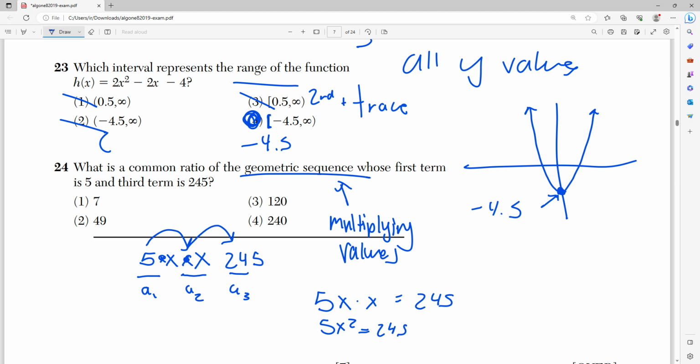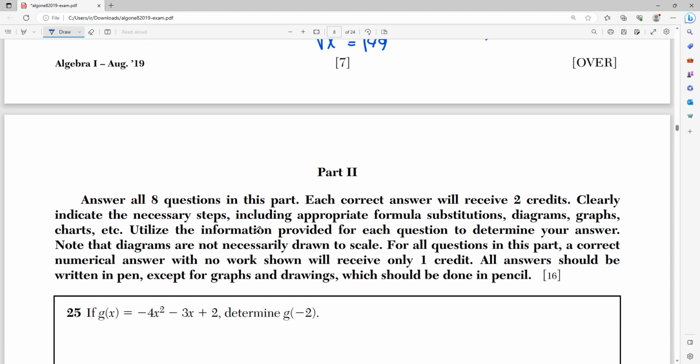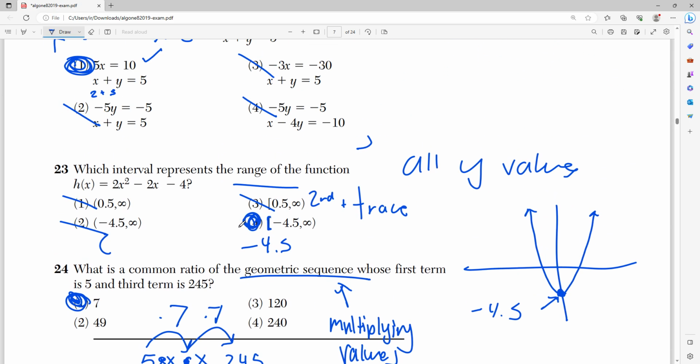Now we divide by 5 on both sides. 245 divided by 5 is equal to 49. We know that x squared is equal to 49. Square root both sides. x is equal to 7. That's all, right? So we multiplied 5 by 7, and then we multiplied by 7 once more. That's how we got it. This is all 24 questions done. That's all of part 1 done.